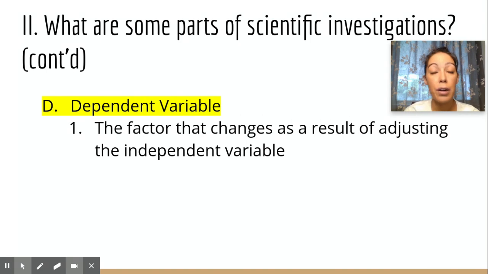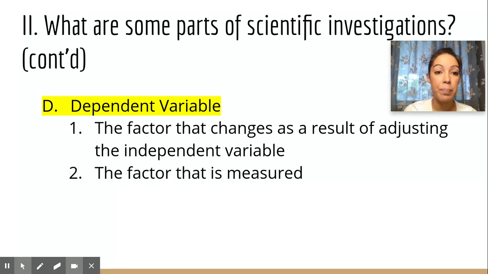How do I know that my independent variable made a difference in my test? Well, I'm going to measure my dependent variable. I'm going to take my data. So dependent starts with D, and so does data. Dependent variable gives you data. So again, this is the factor that is measured.